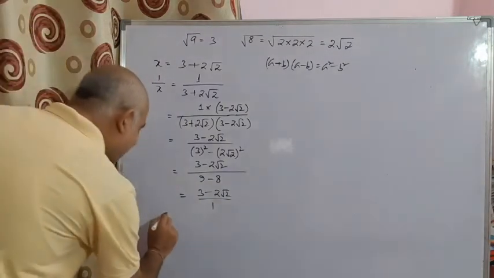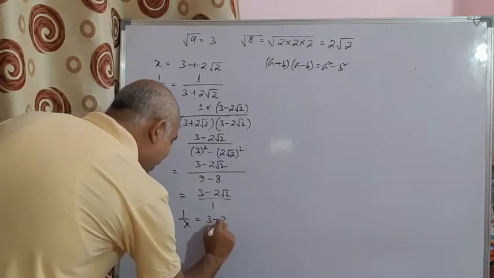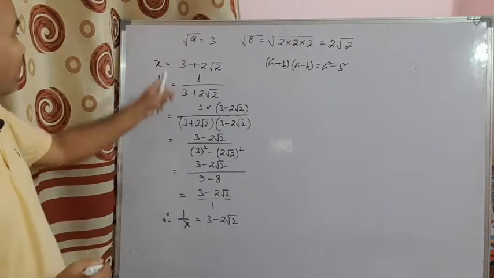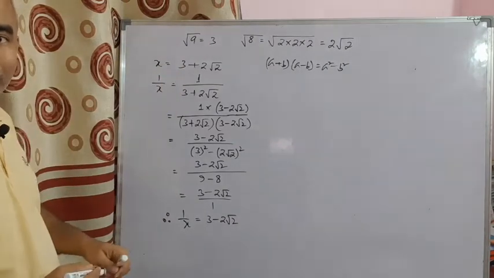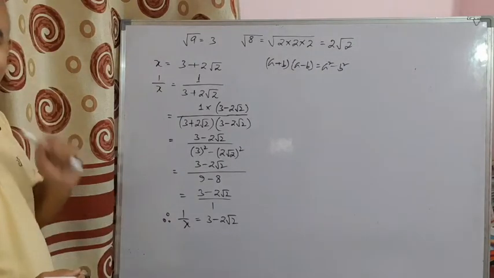So what is 1 by x? 1 by x is 3 minus 2 root over 2. What is x? x is 3 plus 2 root over 2. And 1 by x is 3 minus 2 root over 2.